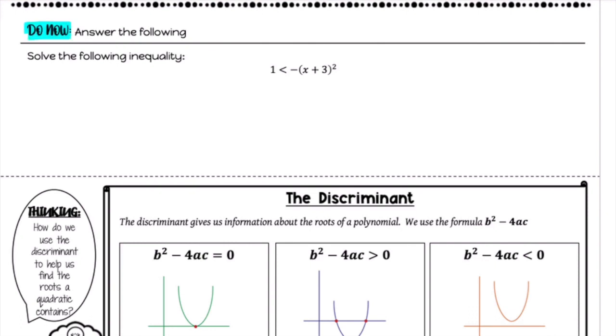Solve the following inequality. For your inequality, you have 1 less than negative times x plus 3 squared. I am going to include minus x at the end because I forgot. And now you can pause this video, try this out, and we will compare our answers.